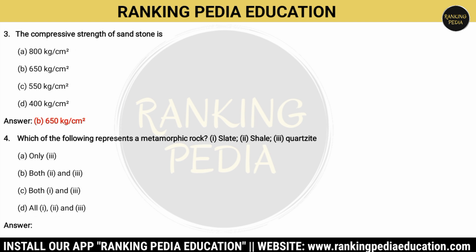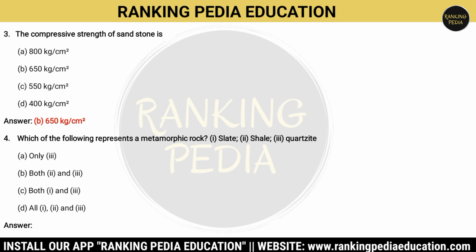Next question is, which one of the following represents a metamorphic rock? Options are slate, shale or quartzite. So you have to tell among these which are metamorphic rock. Option A is only quartzite, option B is shale and quartzite, option C is slate and quartzite, or slate, shale and quartzite, all three are metamorphic rock. So metamorphic rocks are gneiss, laterite, marble, muram, quartzite. These are your metamorphic rock.